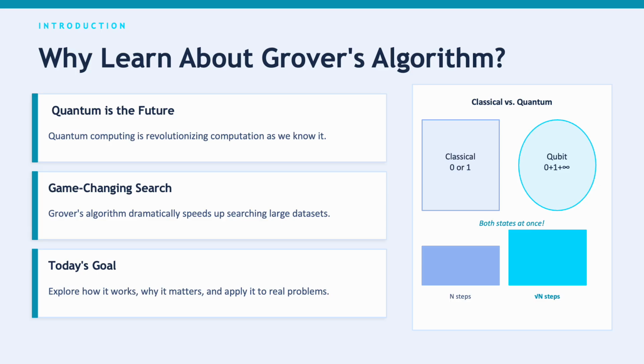So quantum is the future. Quantum computing is revolutionizing computation as we know it. Game-changing search: Grover's algorithm dramatically speeds up searching large datasets. And today's goal is to explore how it works, why it matters, and apply it to real problems. As we have been discussing, classical versus quantum computing: classical is 0 or 1, a qubit is 0 plus 1, both states at once. In the case of classical, it's n steps, and in the case of quantum, it's the square root of n steps.